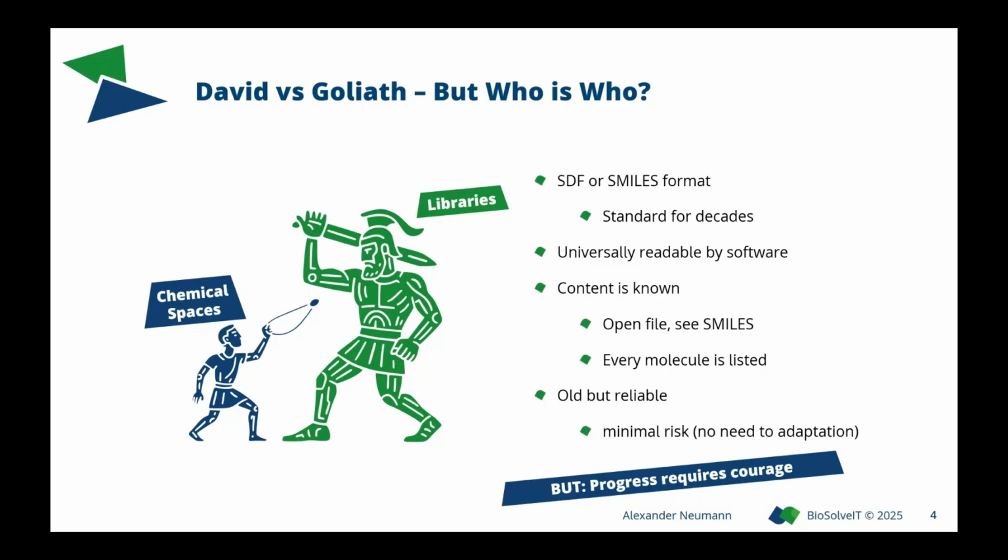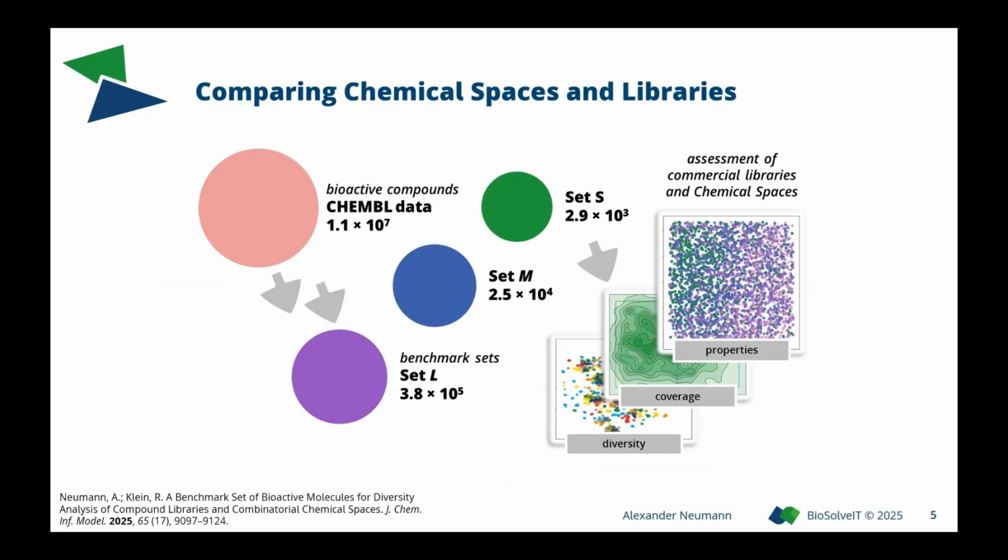But if you want to progress, if you want to take it to the next level, you need to do something else, and this requires a bit of courage. So this is where a colleague of mine, Raphael Klein, and I sat down and discussed things and came up with the idea, well, let's do it. Let's discuss the whole topic and find out what is actually better, chemical spaces or libraries. And we did it successfully.